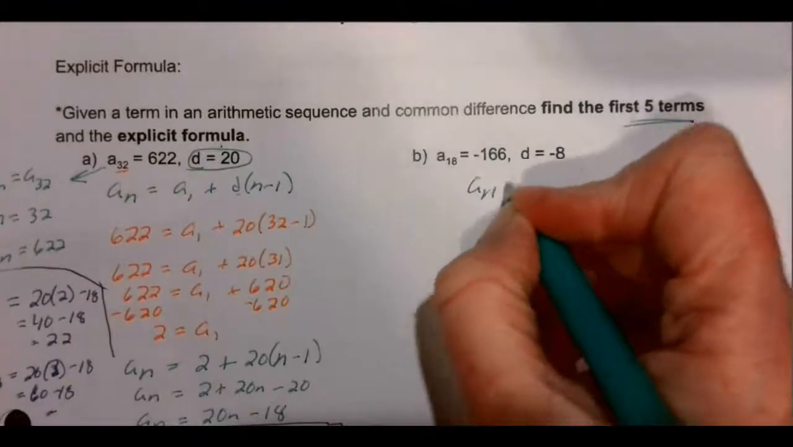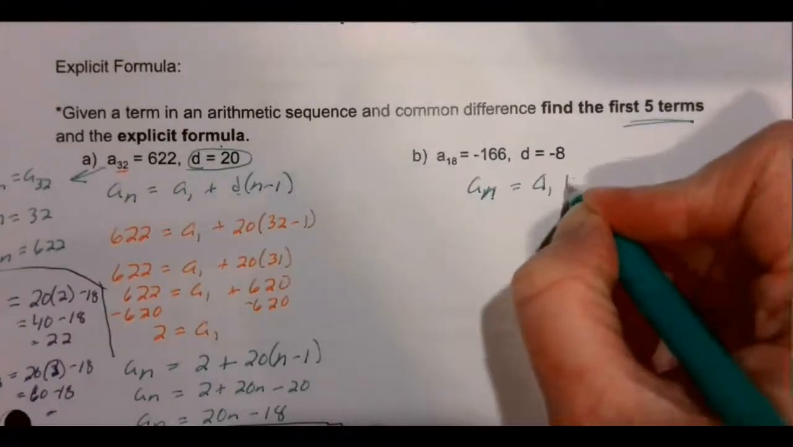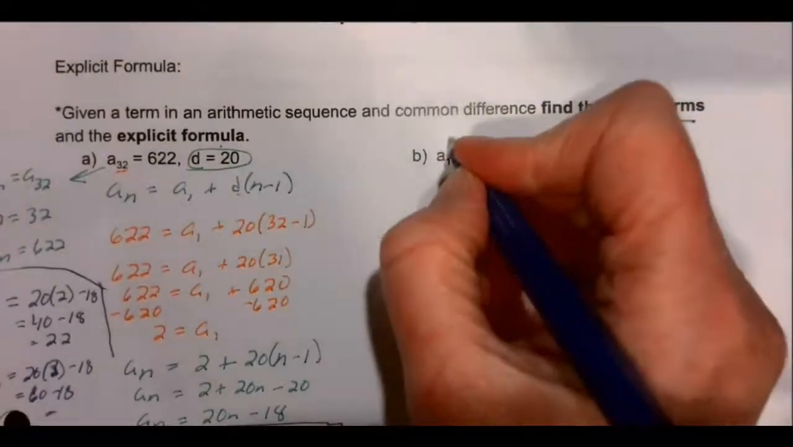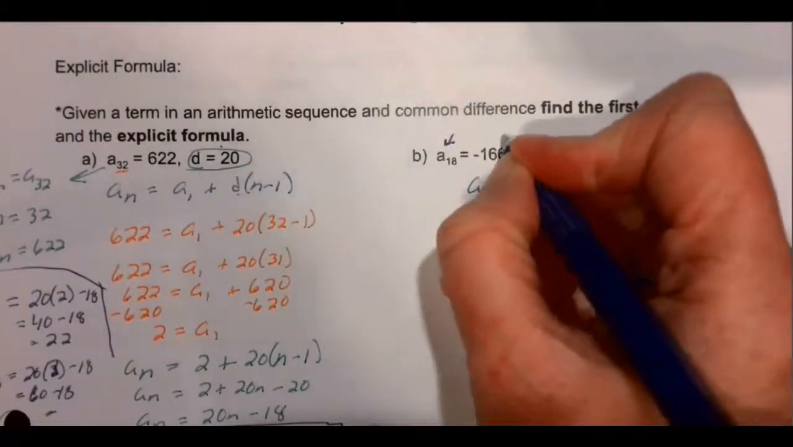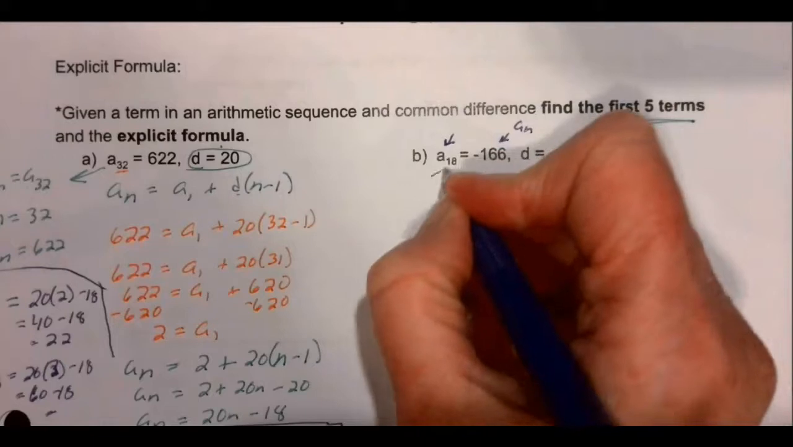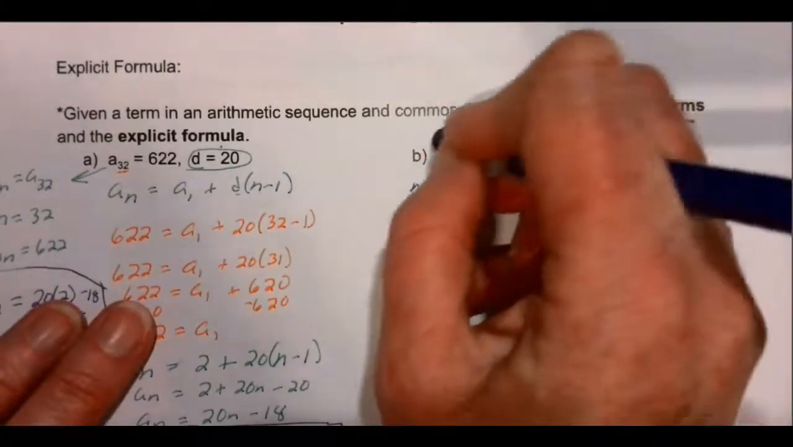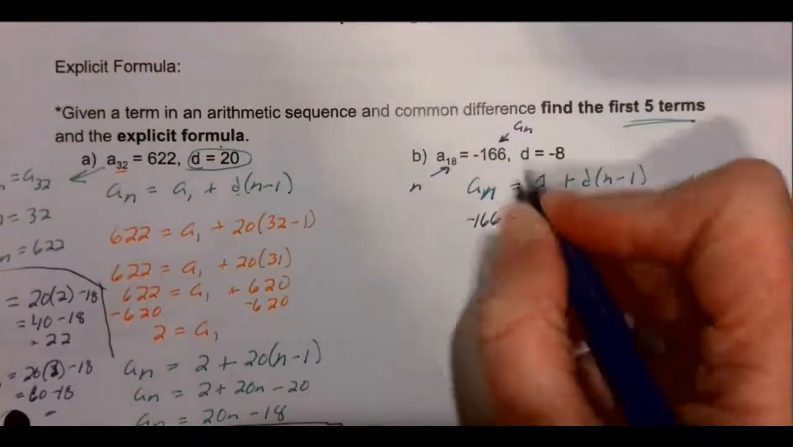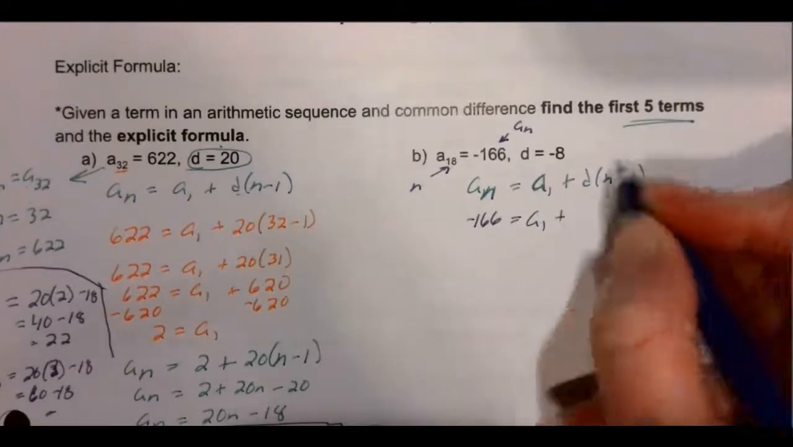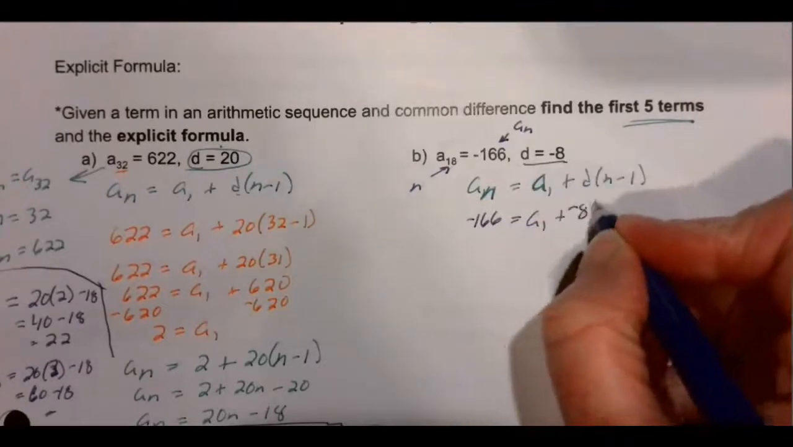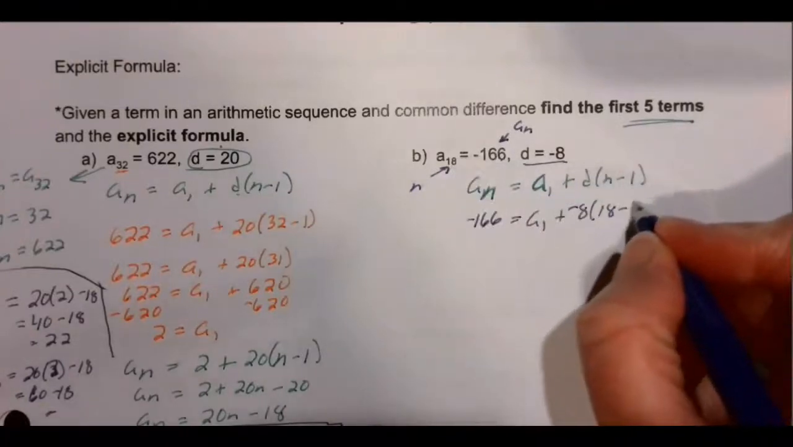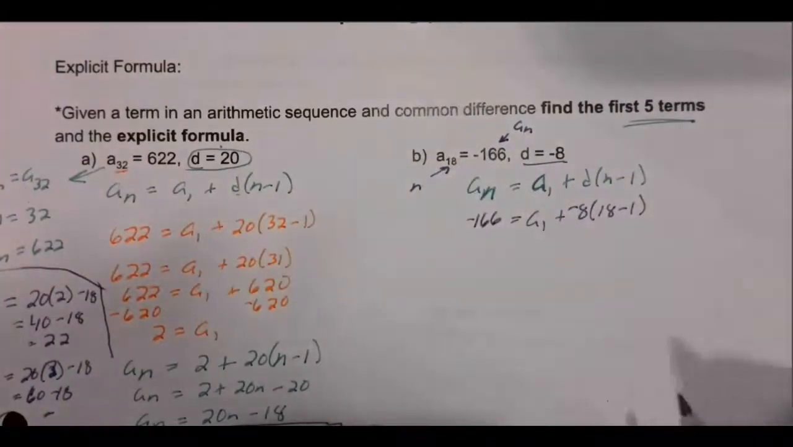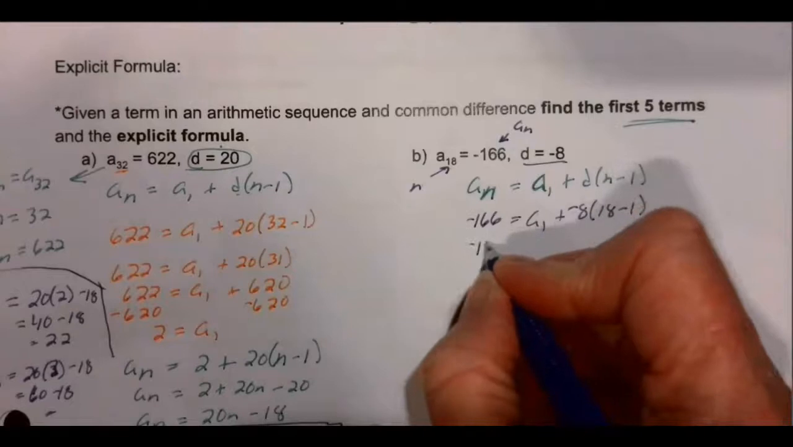We're going to write down the formula again, and we're going to plug in what we know. Remember, this is actually a sub n, and that means that this is n. So we have negative 162. That's our a sub n. A sub 1 we don't know. The difference they told us was -8. We know our n is 18 because they told us our 18th term was -166 by showing us this. Now we're just going to solve this for a sub 1.